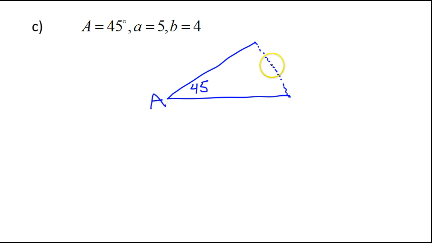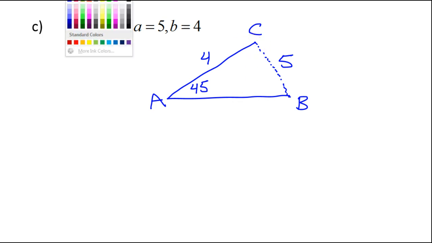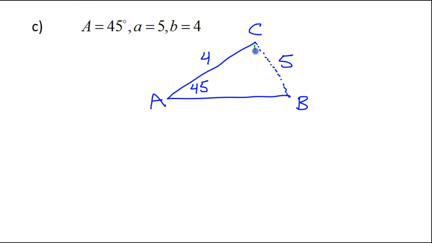That makes this side A, which is 5. The other side will be the rigid side, the non-moving side. If this is side B, that makes this angle B. So this must be angle C. Before I do anything else, I need to decide if this will make a triangle at all. I will decide that by calculating the height of the triangle.